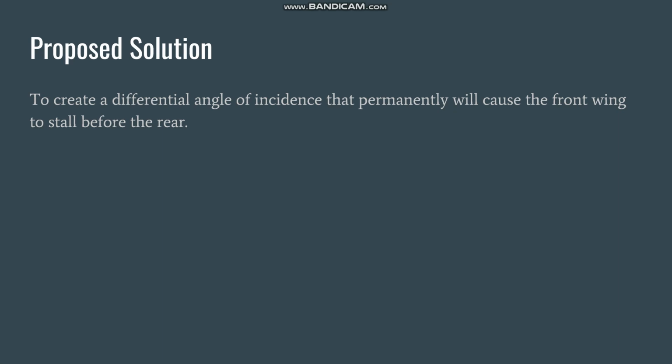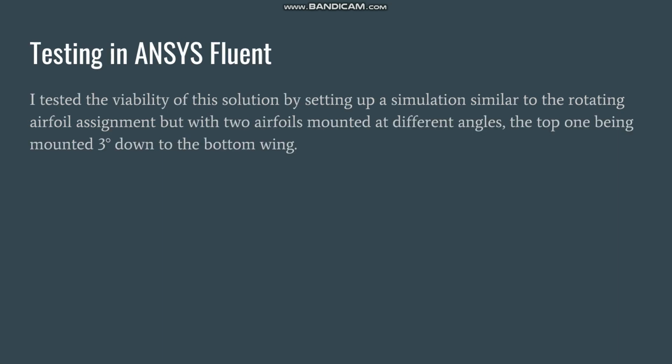So our proposed solution is to create a differential angle of incidence that will permanently cause the front wing to stall before the rear. In essence, because the front wing will stall before the rear wing, the rear wing will push up on the plane, therefore pushing the nose down. And then this will just automatically correct the stall. There's lots of planes that have this behavior built into them to make them safer and more benign to fly. So we're going to test this in ANSYS Fluent.